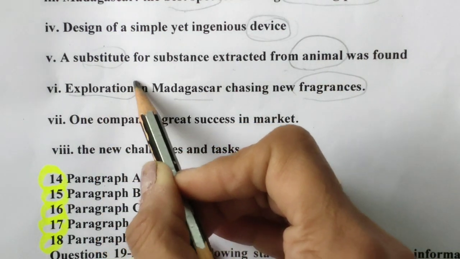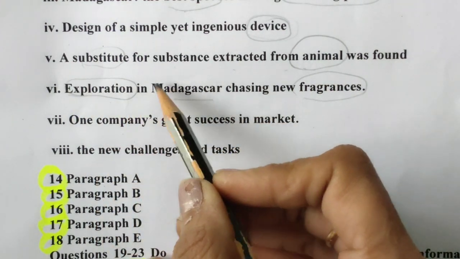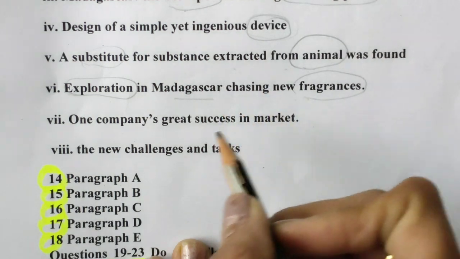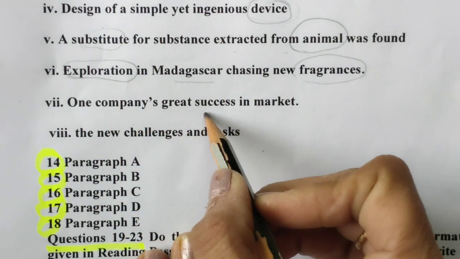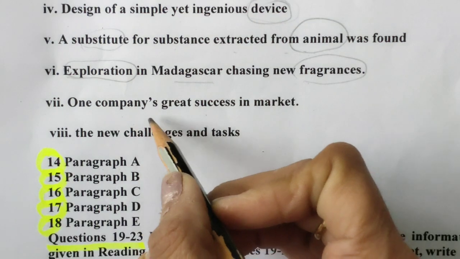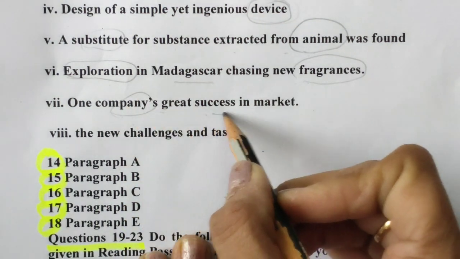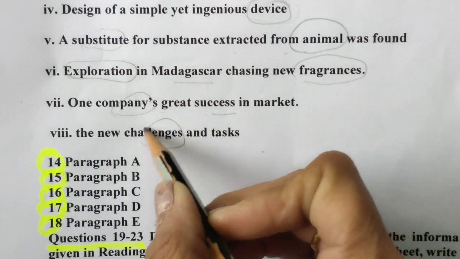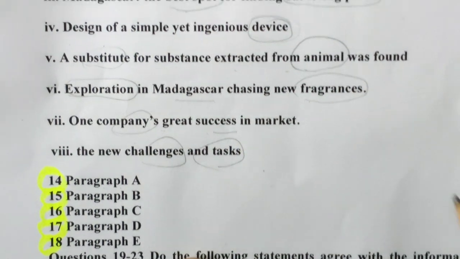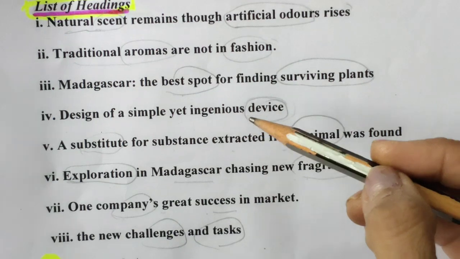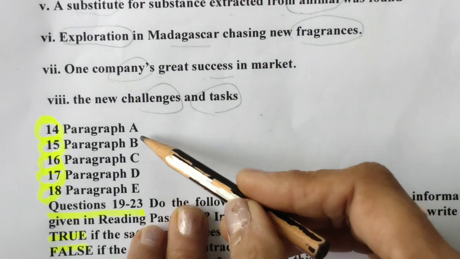Some exploration, some research work in Madagascar. Chasing new means getting new fragrances. One company's great success in market. They may be talking about any company's great success in the market. New challenges and task. We have already read all the things. Now one by one, we will read paragraph A.